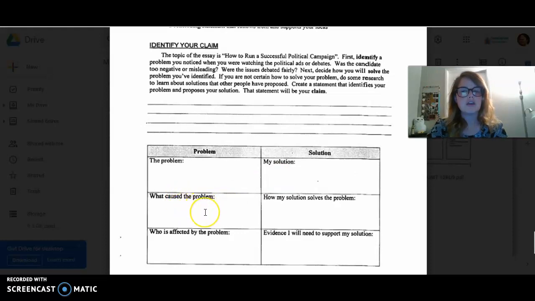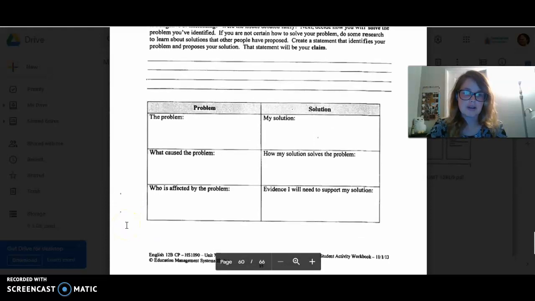And then what caused the problem? The problem is that they get angry or upset, and that people enjoy watching the arguments more than they enjoy hearing about the policies, I think. And then how my solution solves a problem, it will make them less likely to do so because then they won't want to suffer the consequences. Who is affected by the problem? Really, all of America is affected by the problem, right? Don't use mine. Try something else, guys. So don't write down exactly what I'm writing, okay?